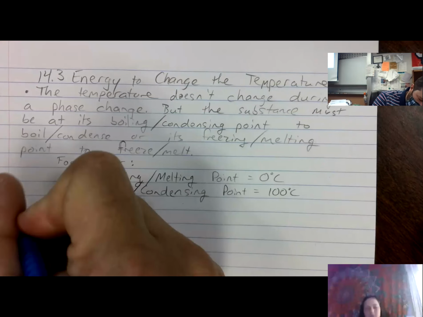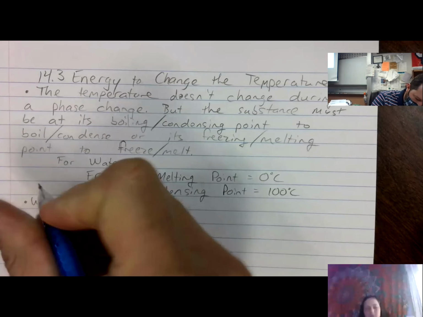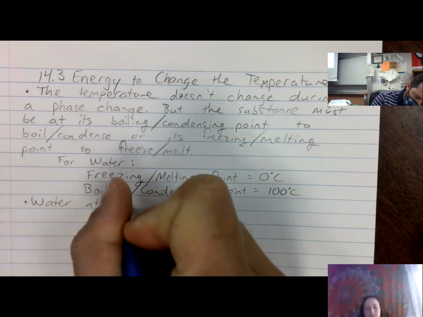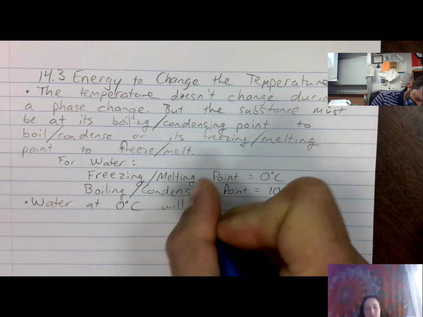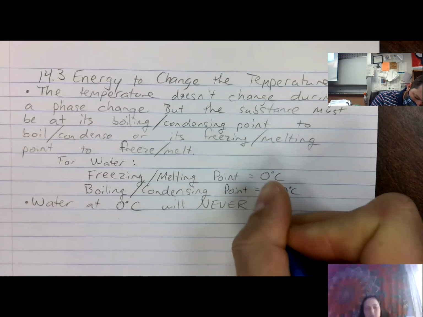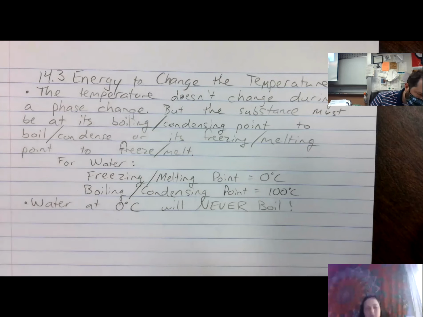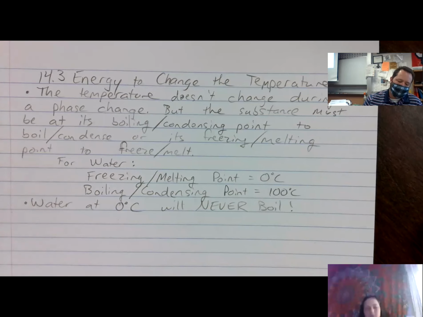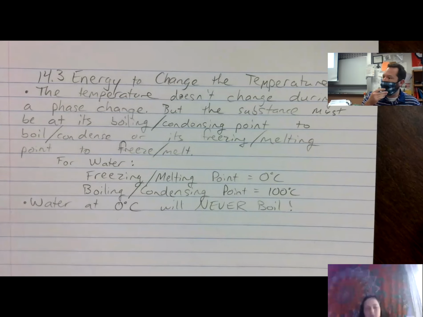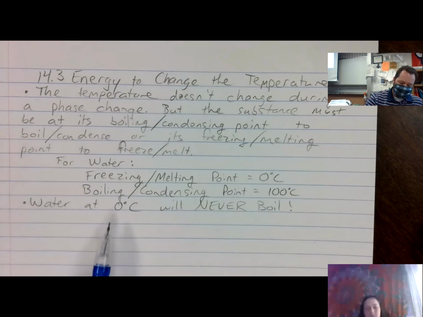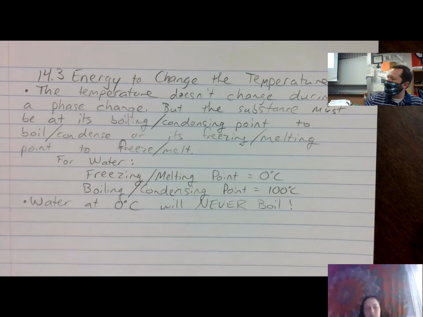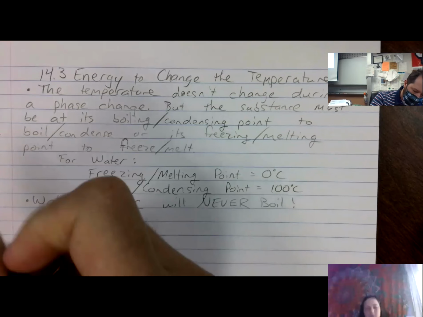All right, so again, take-home message here. What we're working with today. If you have water and it's not at the boiling point, 100 degrees Celsius, doesn't matter where it is. In my example, I'm saying it's at 0 degrees Celsius. It's never going to boil. It doesn't matter how much energy you add. You have to get the temperature of the water up first.